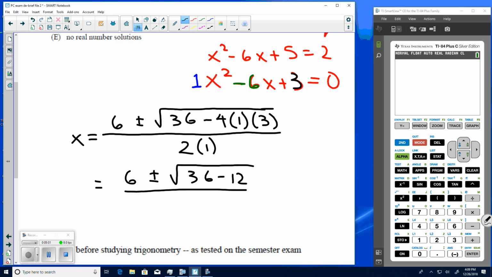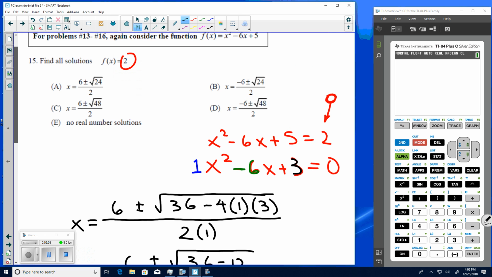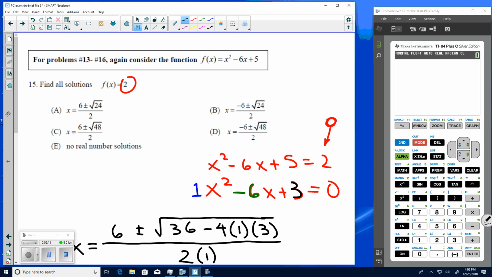All over 2. Or if we clean it up a little bit, 36 less 12 is 24. So 6 plus or minus square root of 24 over 2. And that is choice A. Right? So here we have a negative 6, which is wrong. And these other ones have 48 under the radical, which is not right.